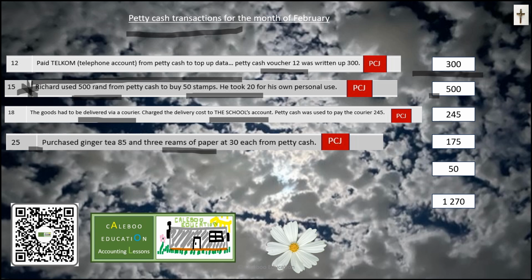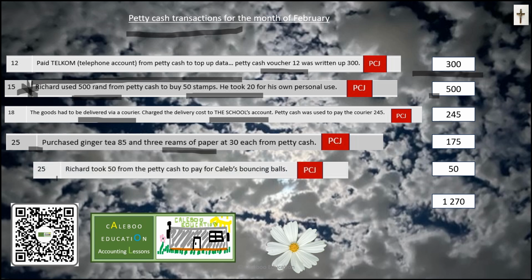We're also going to see where we can claim input VAT on standard rated items. And then I took some cash for Caleb's bouncing balls, and you'll see we spent that amount of petty cash for the month. And if you looked at the cash payments journal video, we needed to restore the imprest amount. A little bit more about that later on in the video, what the petty cash imprest amount means. I will explain that.